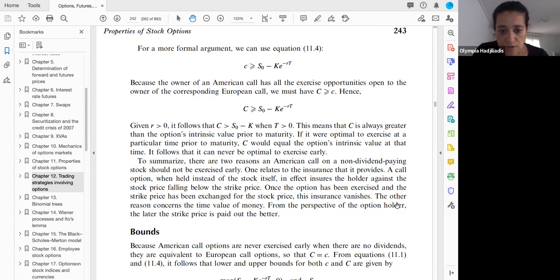So there are two reasons an American call on a non-dividend paying stock should not be exercised early. One relates to the insurance that it provides. A call option, when held instead of the stock itself, in effect insures the holder against the stock price falling below the strike price. Once the option has been exercised and the strike price has been exchanged for the stock price, the insurance vanishes. The other reason concerns the time value of money. From the perspective of the option holder, the later the strike is paid out, the better.